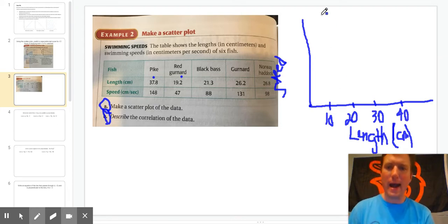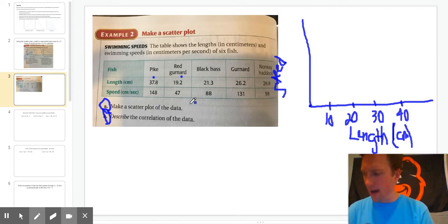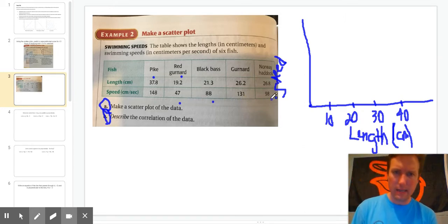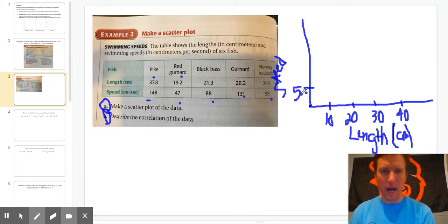Then going up my y-axis, it looks like I have 47, so near 50, 88, 100, 131, and 148. So I probably should start at 0, and then I could do maybe by 50s, which probably makes sense. The speed 50 centimeters per second. Then I could do 100 centimeters per second. And then I could probably go up here to 150 centimeters per second. And that's probably going to get me pretty good.